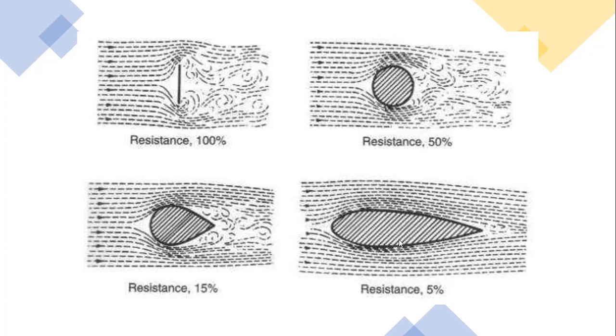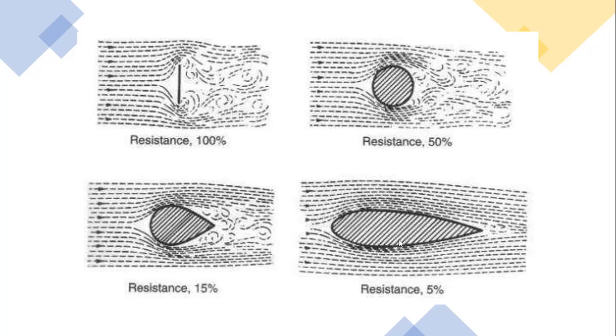So the first diagram on the left hand side, you can find that this shape actually has 100% resistance. Many particles are coming in front of this shape. Now on the right hand side, if the shape is like a ball, you can find that fewer particles are in contact than the first one, but actually there is still contact.